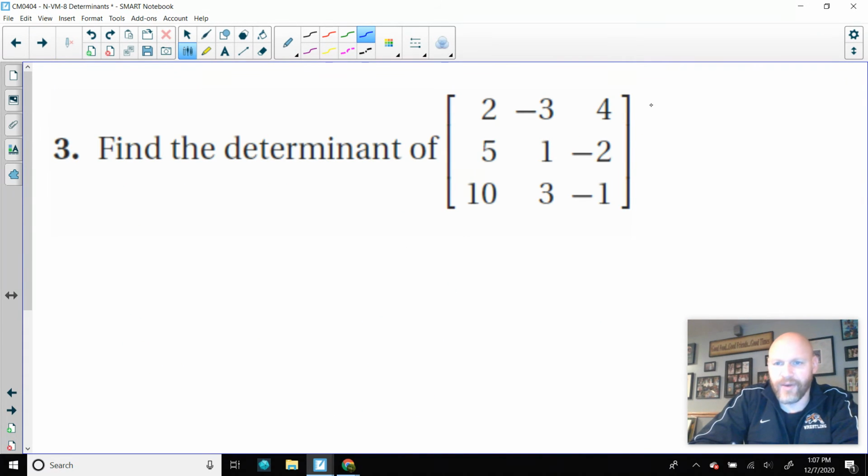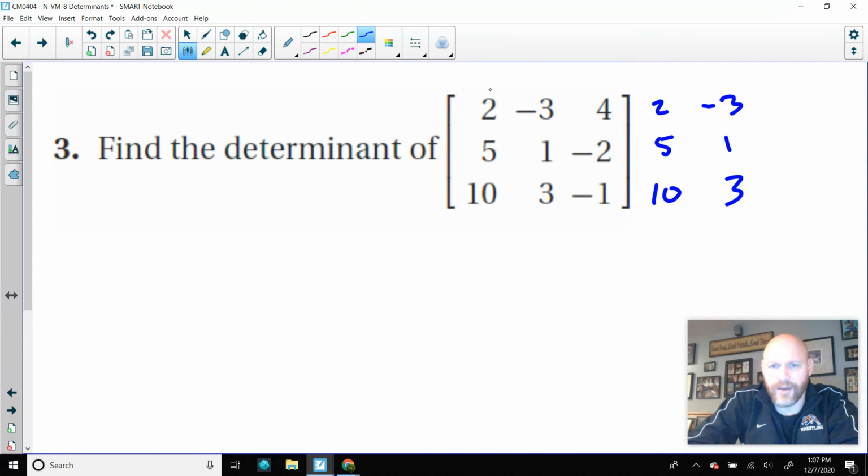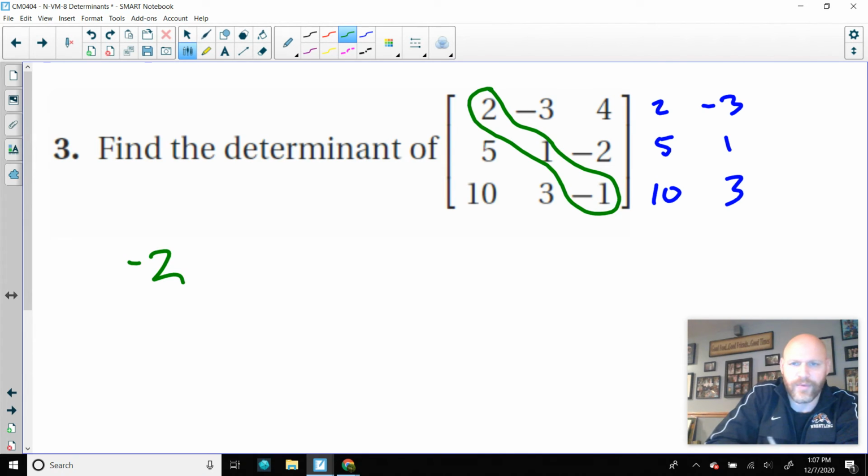Once again, I'm going to rewrite the row. We have a 2, a 5, and a 10. We have a -3, a 1, and a 3. All right. So now I'm going to grab the diagonals with different colors. I'm going to grab the 2, the 1, and the -1 and multiply them. 2 times 1 times -1 is a -2.